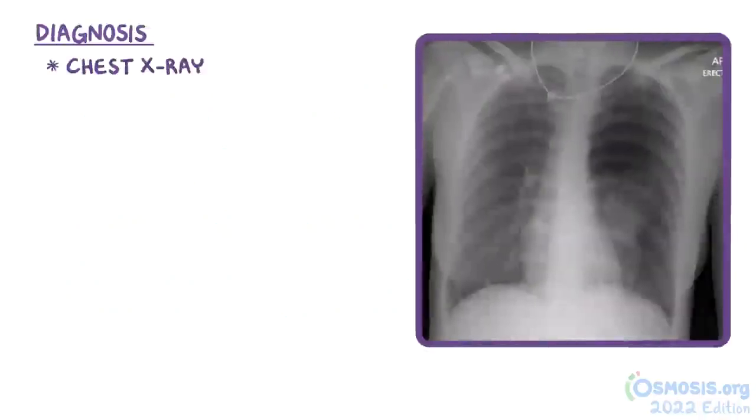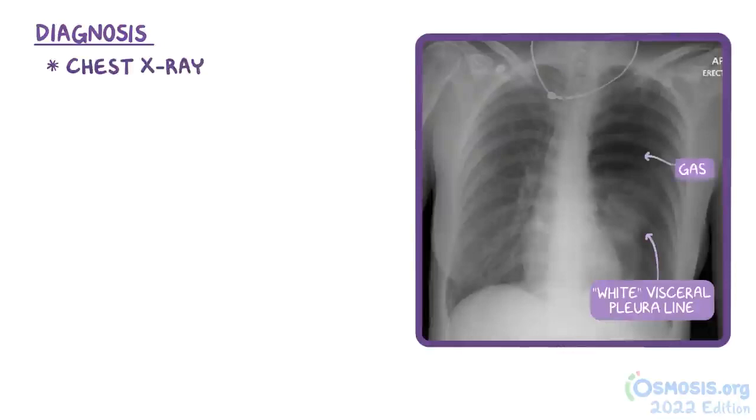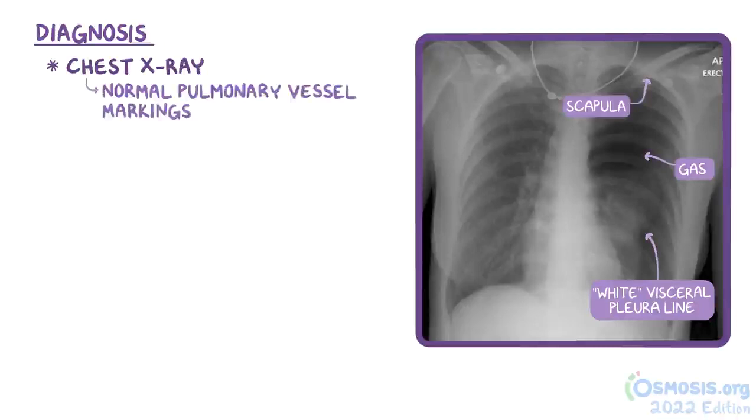The diagnosis of a pneumothorax is confirmed by a chest X-ray, which shows a visible white visceral pleural line that's separated from the parietal pleura by pitch black gas. It's important to distinguish the pleural line from the border of the scapula on a chest X-ray. Additionally, the normal pulmonary vessel markings that branch from the hilum of the lung suddenly disappear beyond that visceral line.